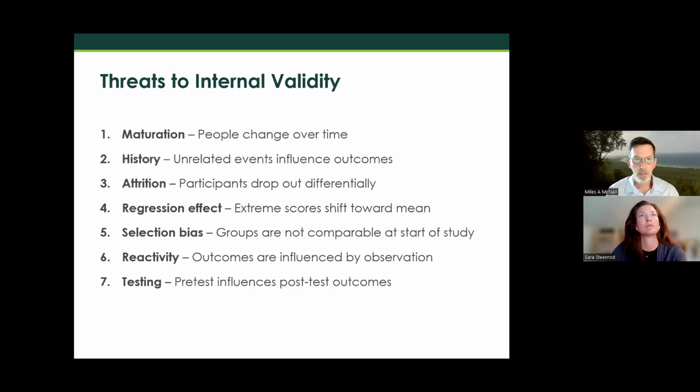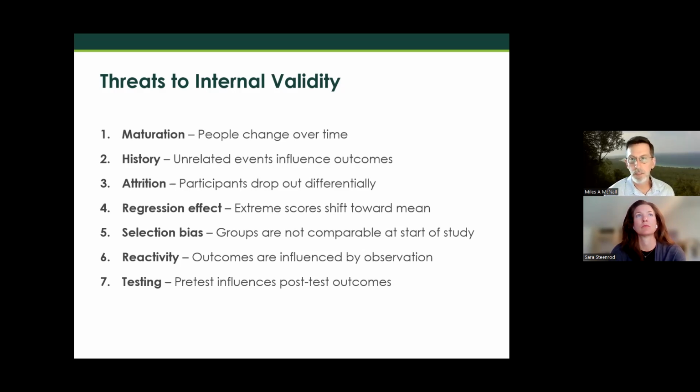Well, history is very similar. This is some sort of event that can influence your outcomes, but it is not related to your BI activity. Some strange thing happens in the world that shifts the outcomes that you're trying to influence with your BI activity. Attrition is also a concern, especially when your participants drop out in a way that skews the sample and affects the outcomes. If the people who stay in are different from the people who leave, you end up with a biased sample.